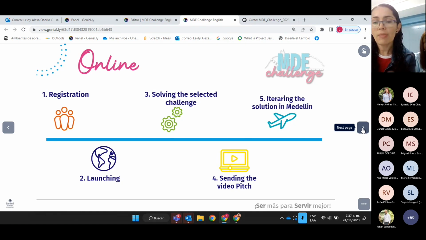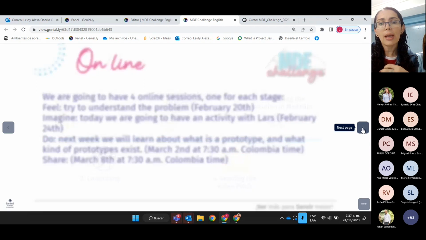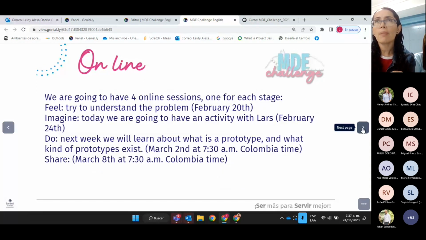And the next step is sending the video pitch. During this week, I am going to share with you important information related to how you can design an innovative video pitch, and how you can create different speeches together related to the selected challenge, right? And the last step is related to iterating the solution in Medellin. That's why Maria Isabel can share with you some general information related to the on-site stage. But remember, I am going to share with you right now the dates for each online session.